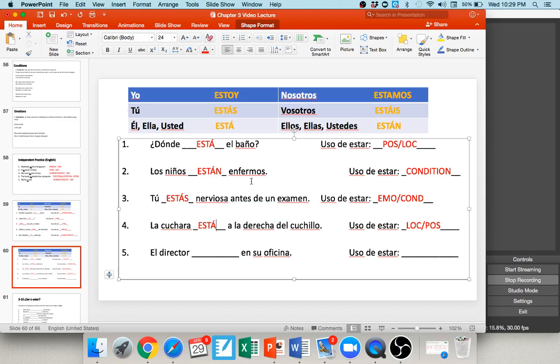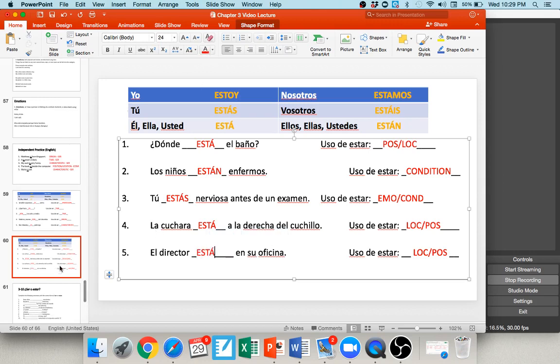Okay, and finally the last one, el director blank en su oficina. The director is in his office. We're talking about the director's location or position again. The director would be he. So in this case, we're going to use our bottom left box. Él está, el director está en su oficina. He's in his office.